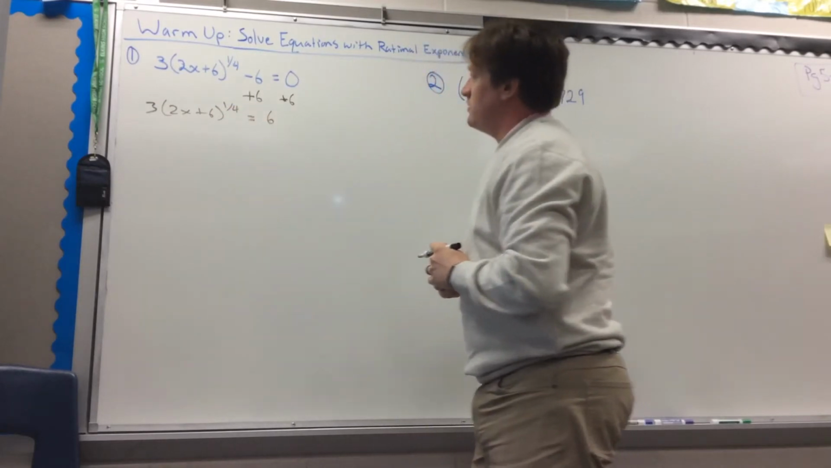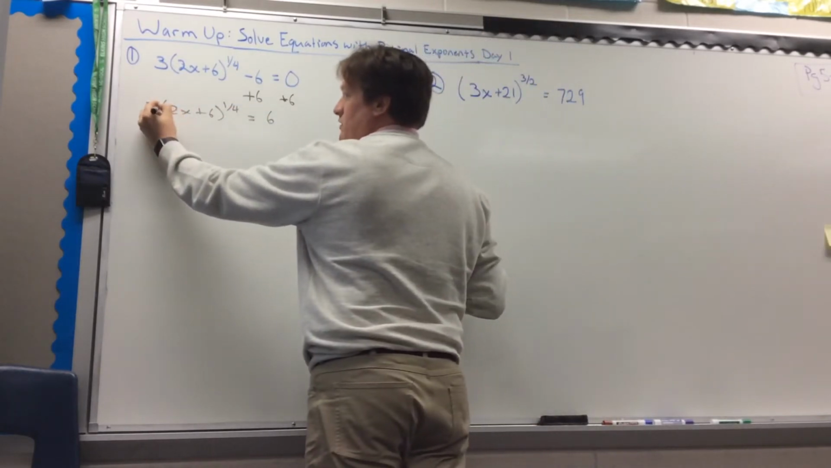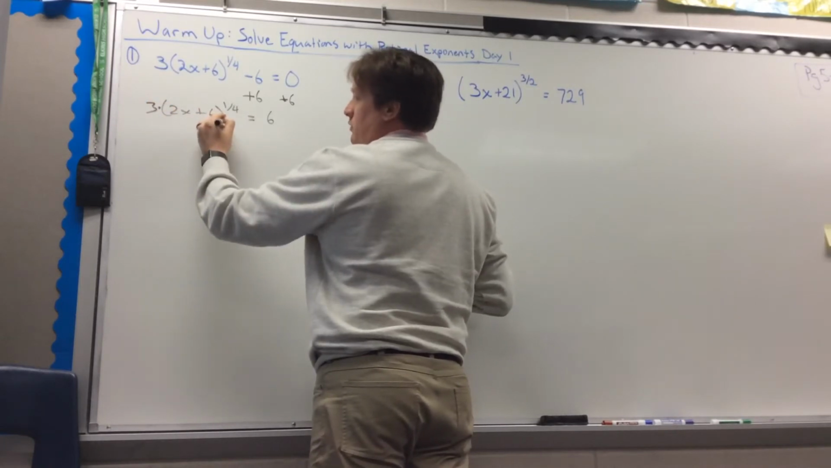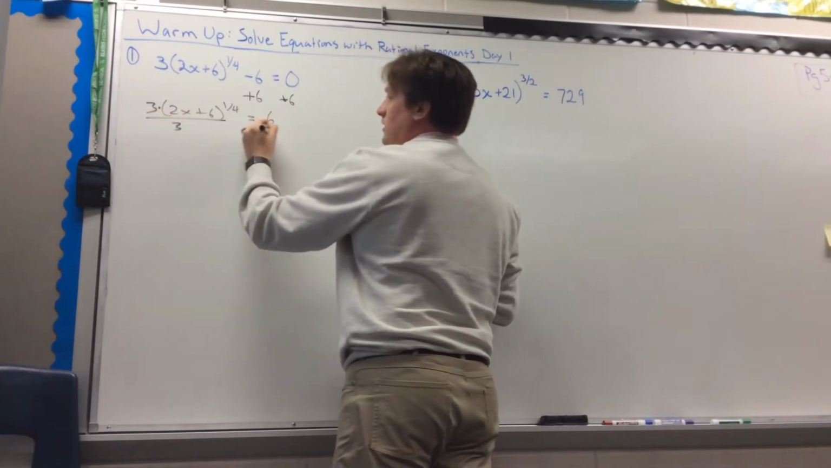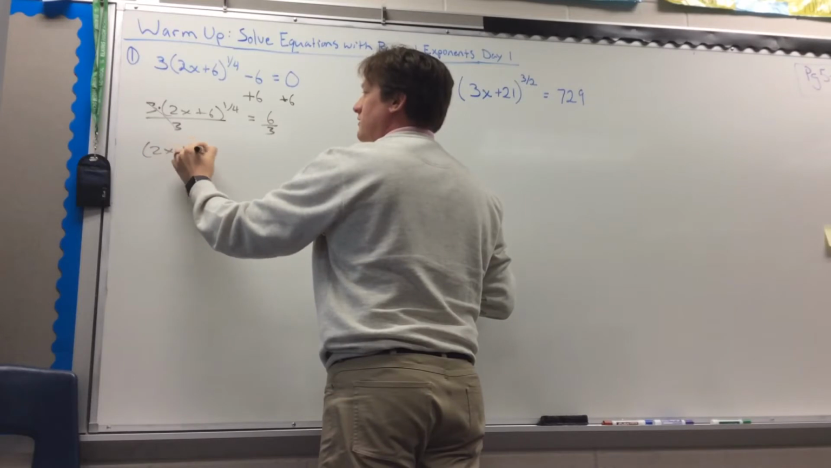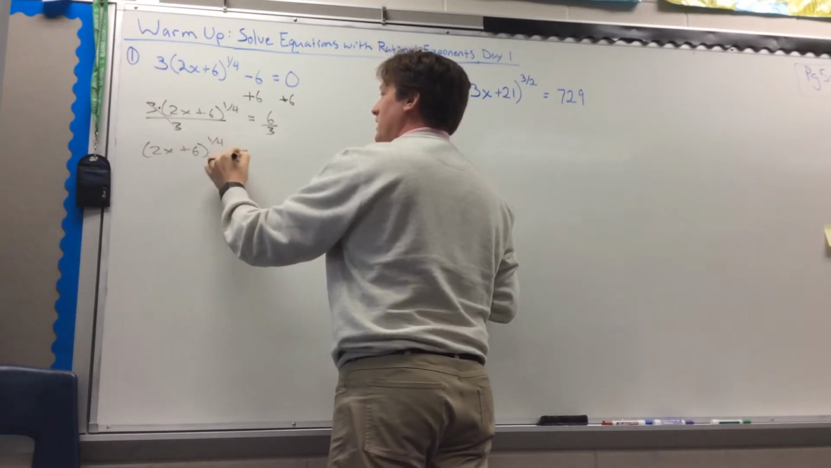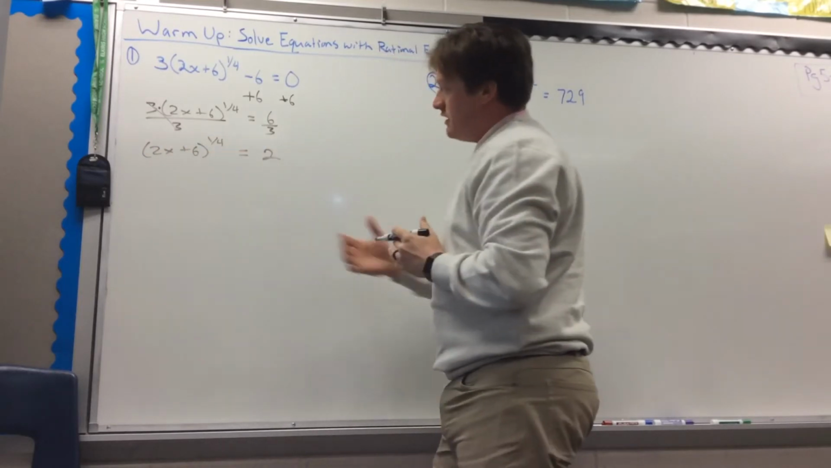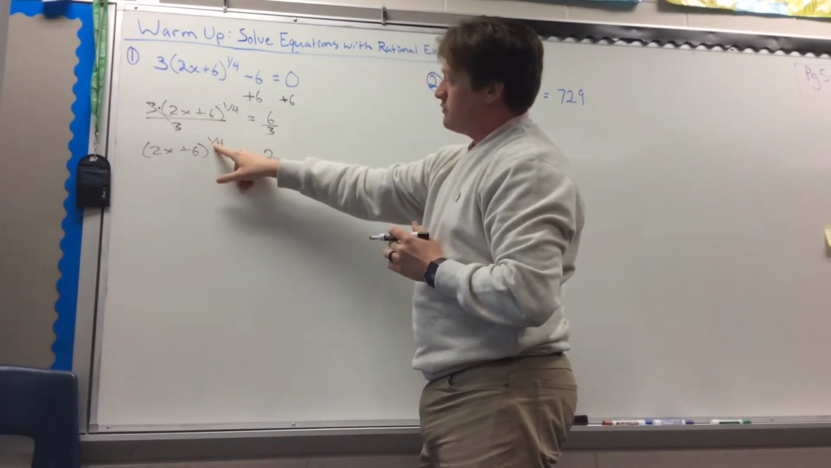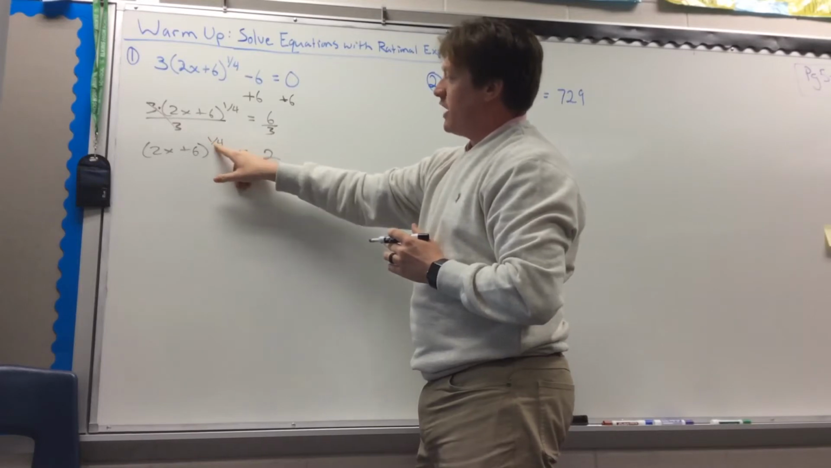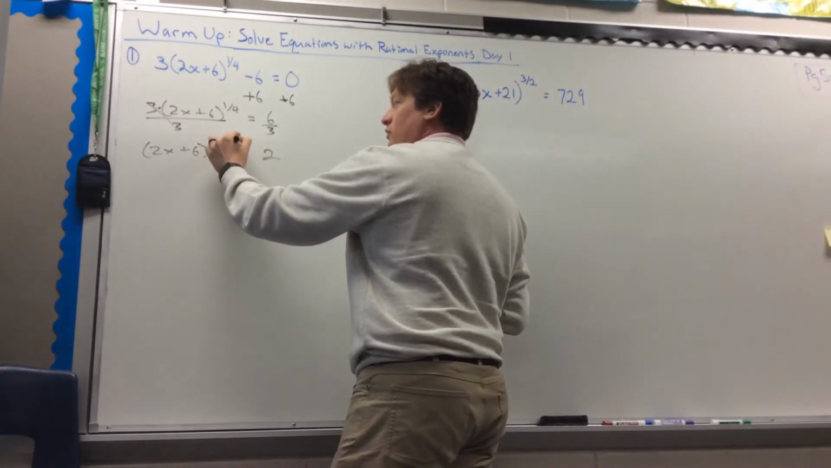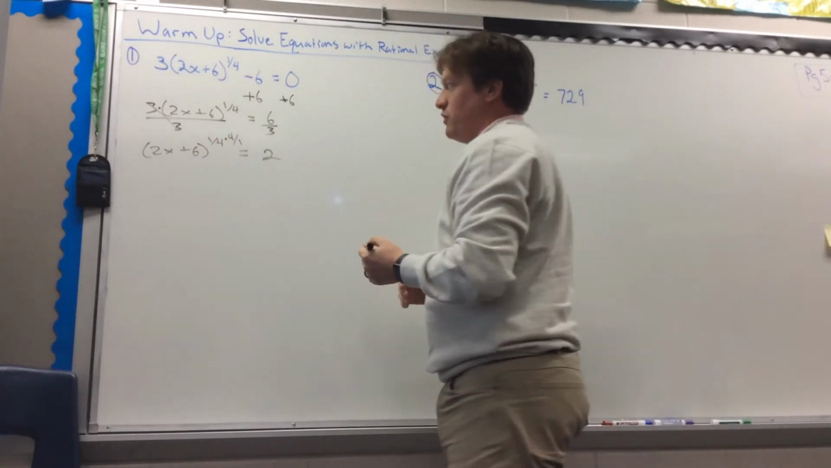And what we do from here, since this is 3 times this parenthesis, we do not distribute because it's protected by this 1/4. So we're going to get rid of it by dividing 3 into both sides. That's going to leave me with (2x plus 6) raised to the 1/4 power is equal to 2. Here, since the parentheses are by themselves, we need to get rid of this fraction exponent. So to get rid of it, you would have to raise it to the 4/1 power, which is just raising it to the 4th power.